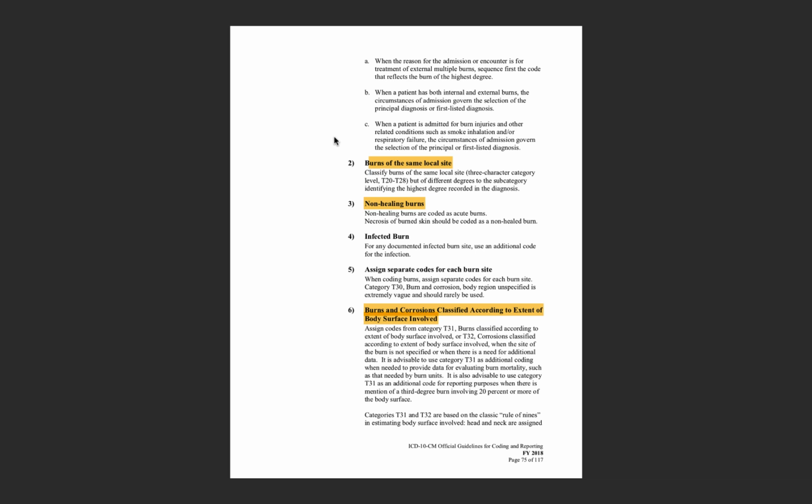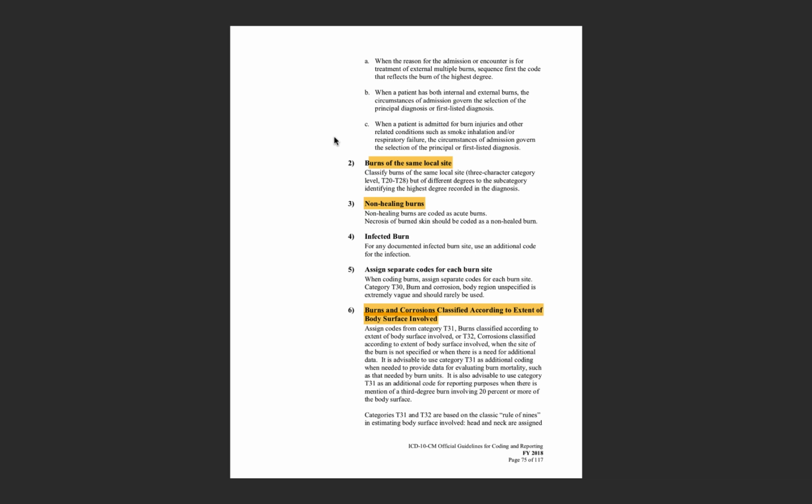Burns of the same site. Classify burns of the same site, 3-character category, but of different degrees to the subcategory identifying the highest degree. So if you have 2 burns, same site, 2 different degrees, code the highest degree. Assign codes from T31, burns classified according to extent of body surface area involved, or T32, corrosions classified according to extent of body surface involved, when the site of the burn is not specified or when there is a need for additional data. It is advisable to use category T31 as additional coding when needed to provide data for evaluating burn mortality, such as that needed by burn units.